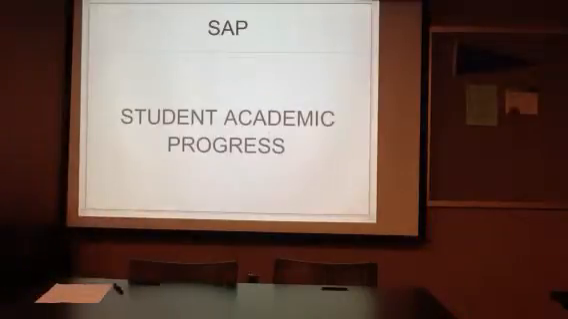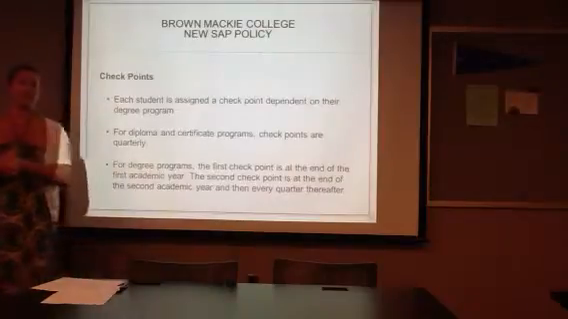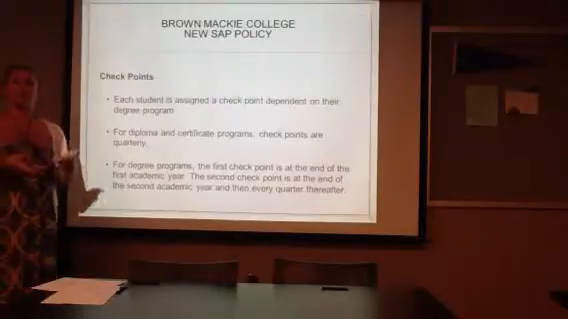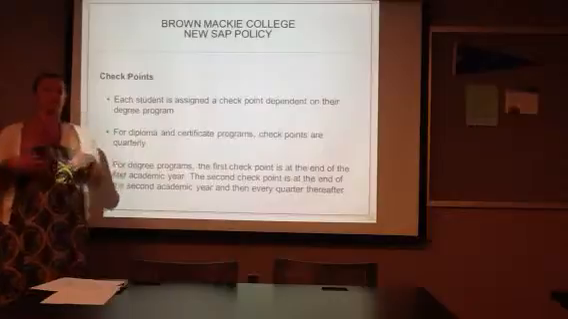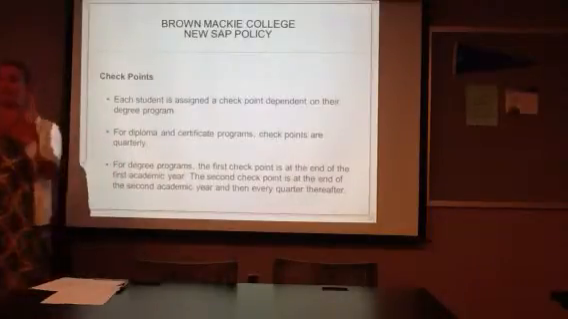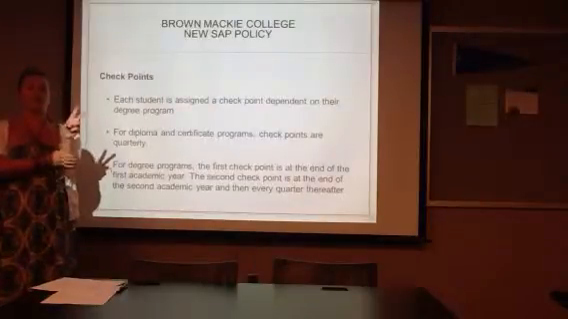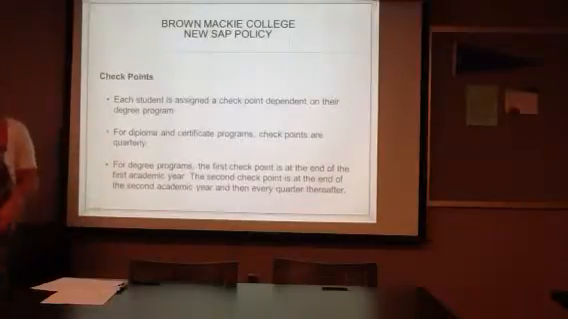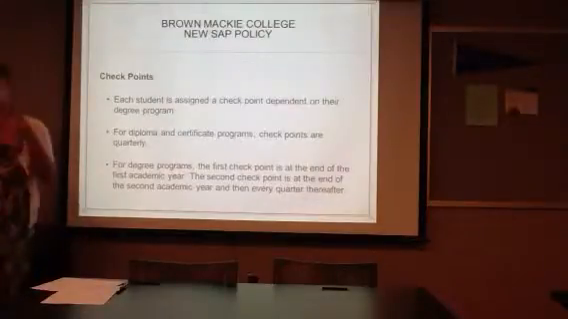Okay, starting. Every student that comes to school is given a checkpoint. If you are in a degree program, which is an associate's program, you come up for a checkpoint every year, which is 3 quarters. So your first 9 months, you're at a checkpoint, and then your second 9 months, you come in at a checkpoint. If you're in a diploma or certificate program, your checkpoints come quarterly, which is every 3 months. We do checkpoints in academic years, and of course, academic years are 3 quarters.